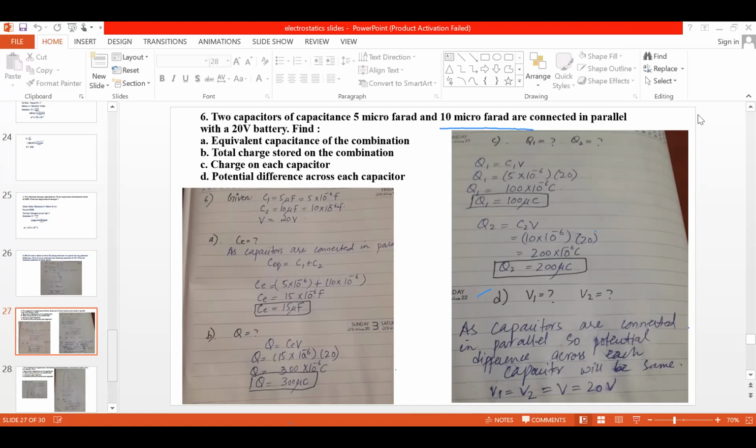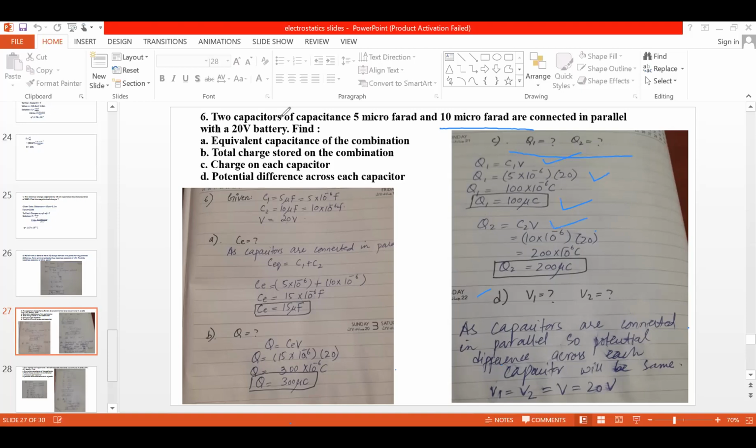So part C is to find out the charge Q1 and Q2. We know that in case of a parallel circuit, the charge is divided. So Q1 is equal to C1V. Put the value of C1, 5 into 10 raised to the minus 6. Voltage is the same, that is 20. When you multiply this, you will get the answer 100 microcoulomb.